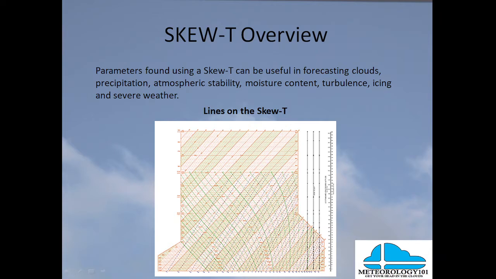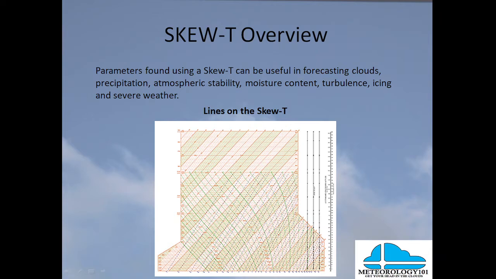So the Skew-T, with the overview, parameters found on the Skew-T can be useful for forecasting clouds. You can forecast cloud levels based on what type of lift you have, at what height condensation will occur. Precipitation, the types of precipitation, specifically based on freezing level, warm layers, cold layers, how thick they are, and determining your precipitation types: rain, snow, freezing rain, sleet. You can actually determine all that from this chart.